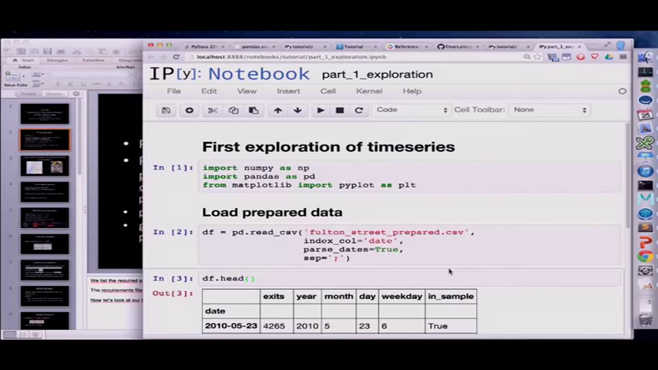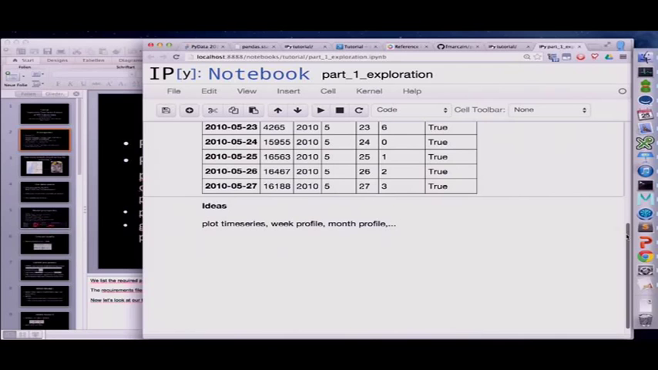How much time do we have? 10 minutes. Okay, so I want you the next 5 minutes to just do some plots, ask us questions about what you see, and we've got some suggestions: plot time series, week profile, month profile, just play around with the data.